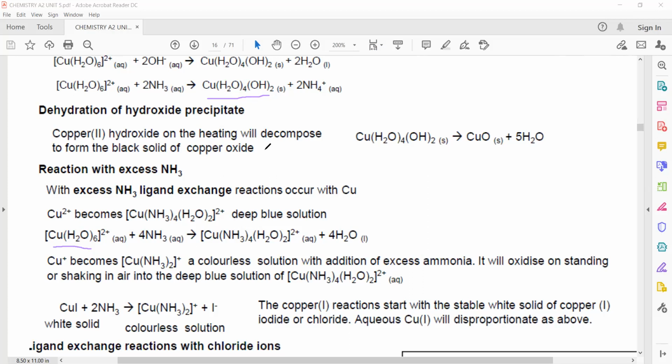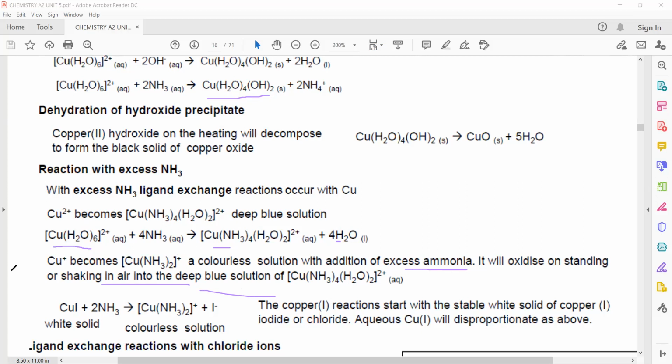But in the next one, when you add an excess, there's a ligand exchange. So out of 6, 4 of the water molecules are replaced by ammonia. As the 4 water molecules are replaced by ammonia, copper becomes Cu(NH3)2 in brackets as a colorless solution with addition of excess of ammonia. It will oxidize on standing or shaking in air to form a blue solution.